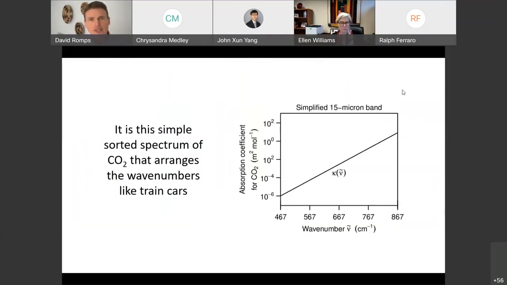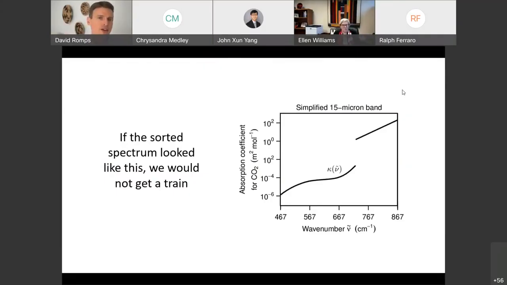So the fact that we can think about this as a train of train cars that are linked up one after another has to do with a simple spectrum of CO2 in its 15 micron band. We saw that we could approximate the 15 micron band by this very simple kappa that's just exponential in wave number. In other words, the wave numbers are uniformly distributed on log of kappa. And this is what arranges the train cars one after another.